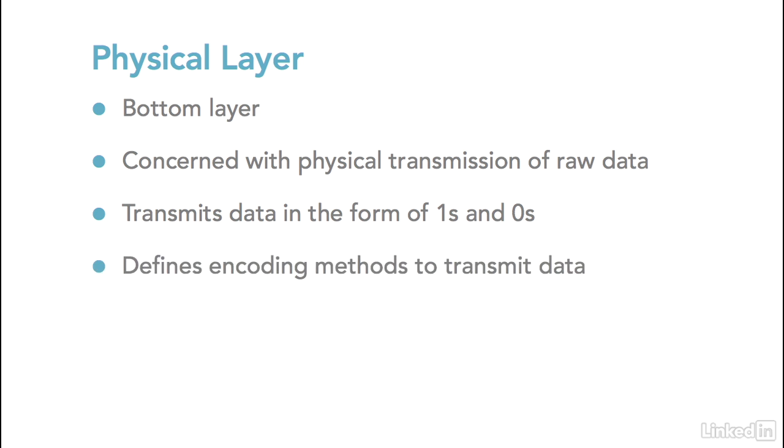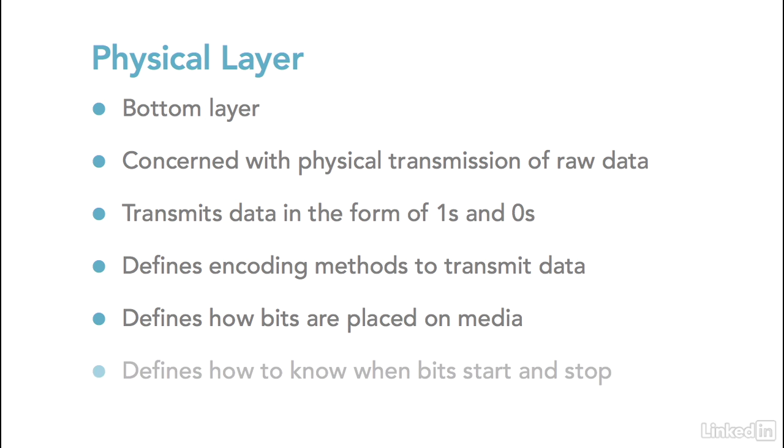In order to define the digital transmission, the physical layer also has to define the encoding method used to transmit the ones and zeros. In order to define the method to encode the ones and zeros, the physical layer has to also define how the bits are placed on the media, and it defines different ways to place bits on different media depending on the type of media being used. Finally, the physical layer, when it comes to defining how data is encoded onto the media, also has to define how bits start and stop. Otherwise, you'll not have a clear distinction between each bit that's transmitted across the physical medium.